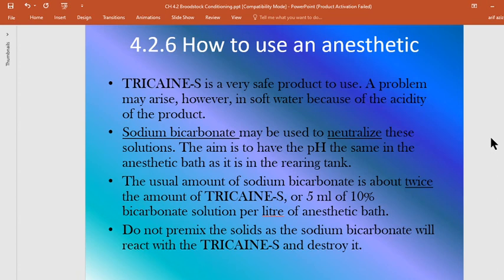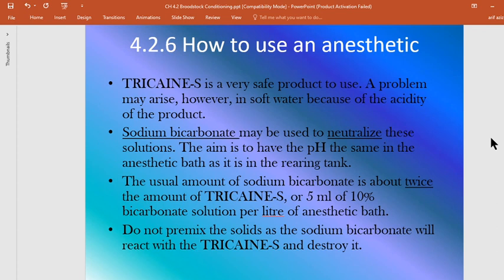The aim is to have the pH the same in the anesthetic bath as it is in the rearing tank. So it's very important to have the pH level the same between the rearing tank and the anesthetic bath. Sebab you tak nak berlaku perubahan pH yang terlalu besar dan boleh affect your fish. The usual amount of sodium bicarbonate is about twice the amount of tricaine, or 5 ml of 10% bicarbonate solution per liter of anesthetic bath.